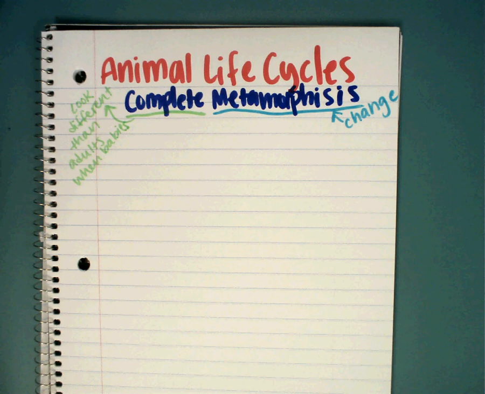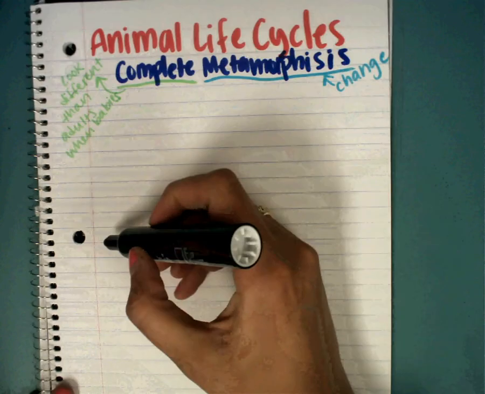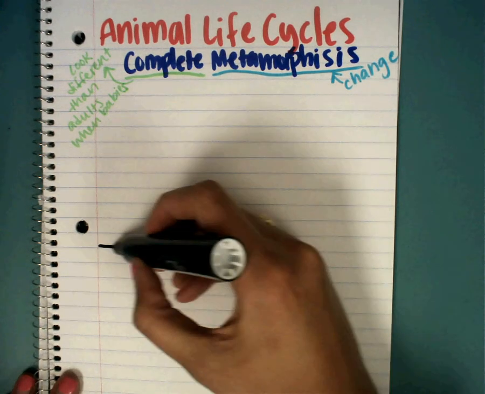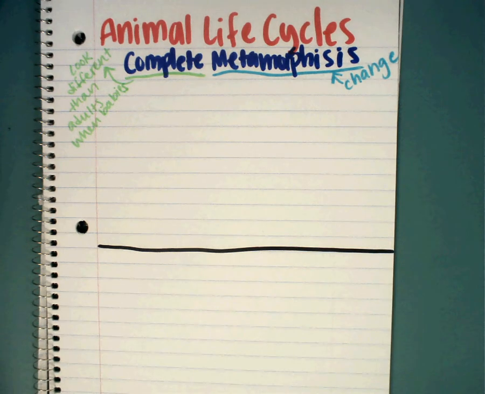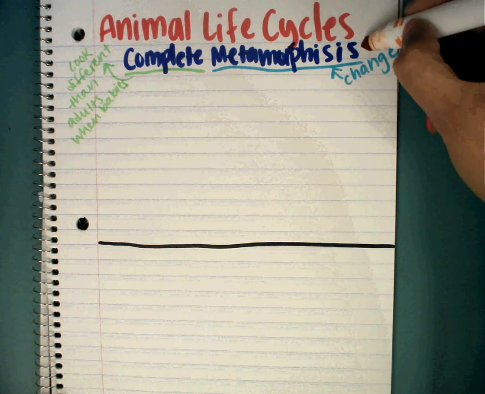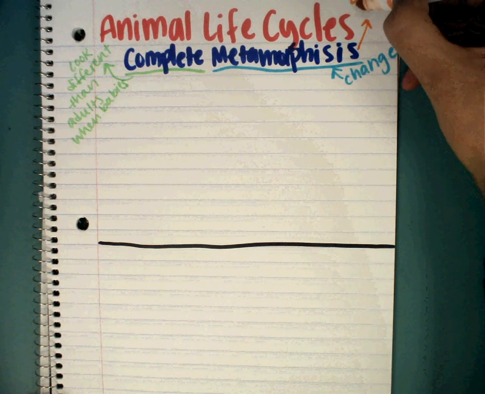So there's two that we're going to talk about. One of them is the butterfly. One of them is the beetle. So I need you to cut your page in half for me. So complete metamorphosis has 4 stages. That's something else important that we need to put up here. So complete metamorphosis, 4 stages. Super important, okay? So this top one we're going to do is the butterfly.